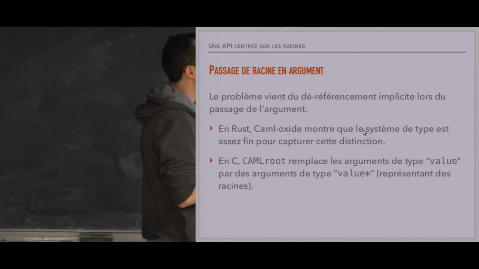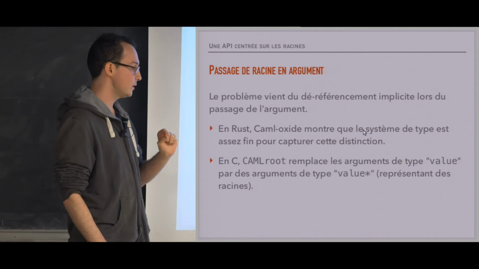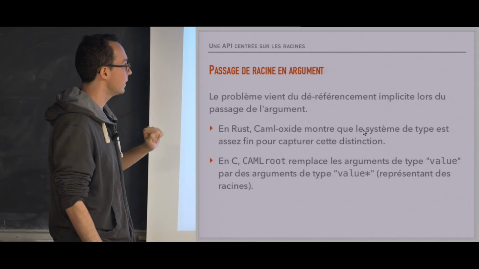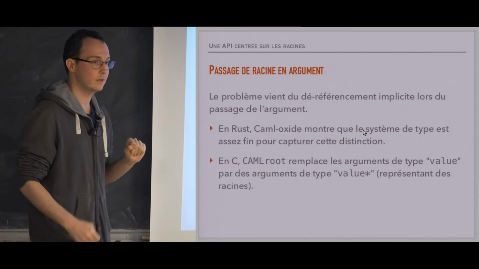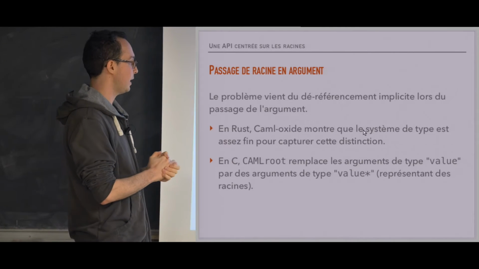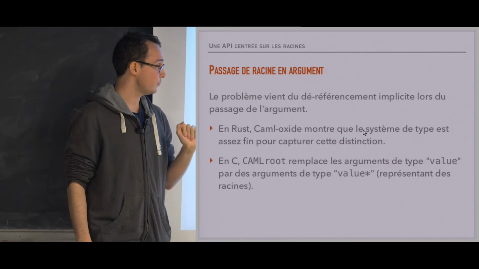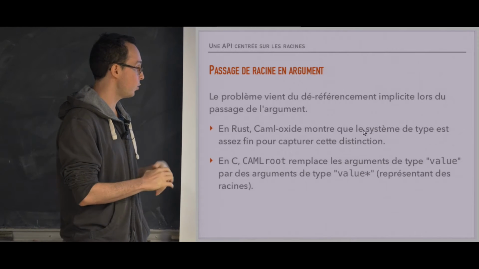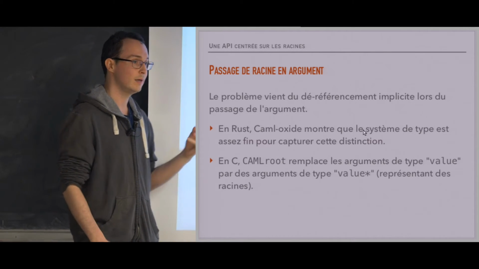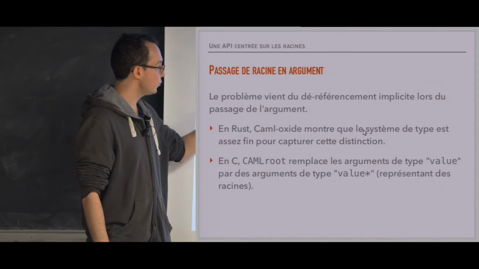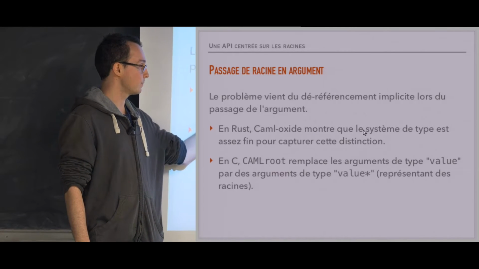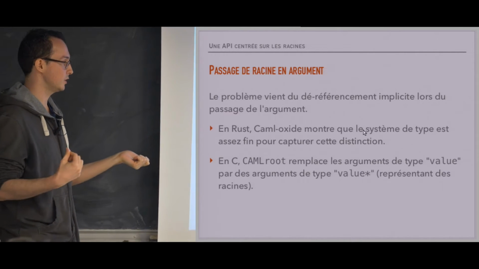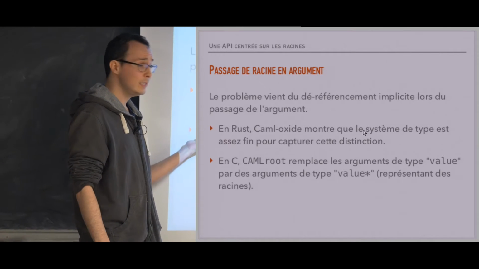And so what we propose for this is to, instead of passing values as argument, pass the address of the roots as argument. So this way, we can control when the dereferencement, the actual loading from the memory, will happen. In Rust, there is a prototype called camel oxide, which shows that the Rust type system is actually powerful enough to capture this distinction between values and roots. So when you read a value with this binding to the OCaml FFI, it gets a different lifetime from the variable in which it is stored. In C, we cannot do that.